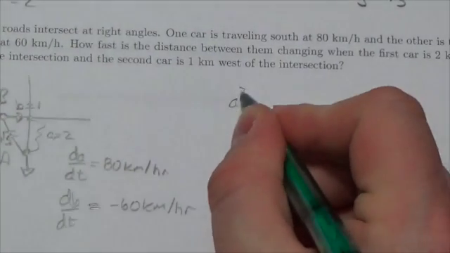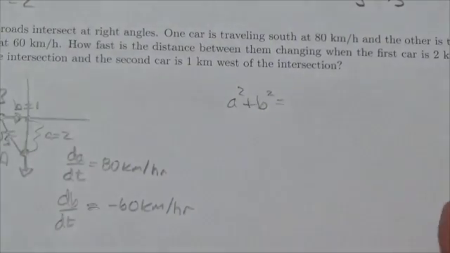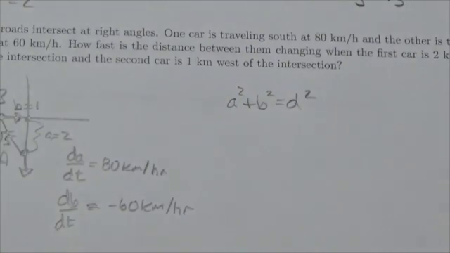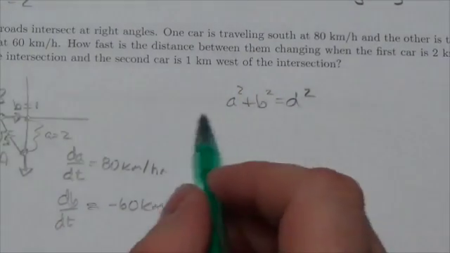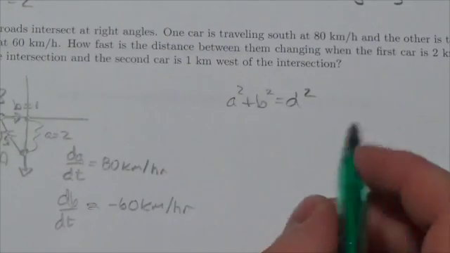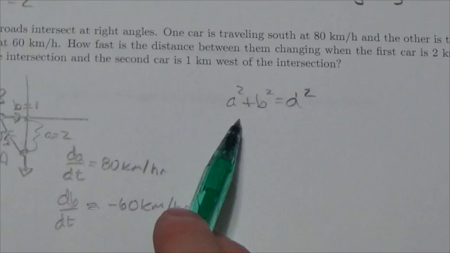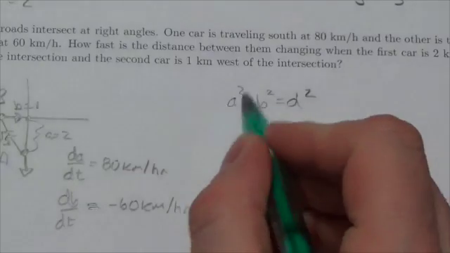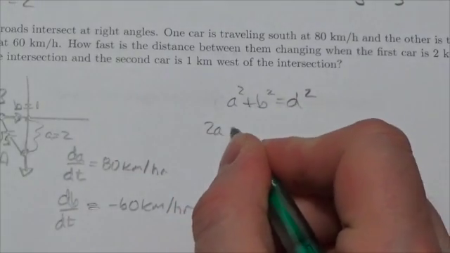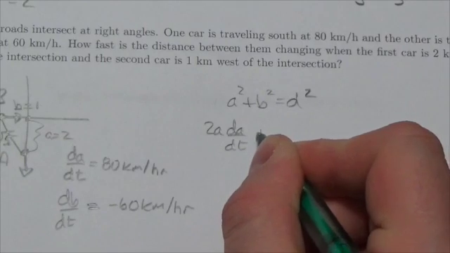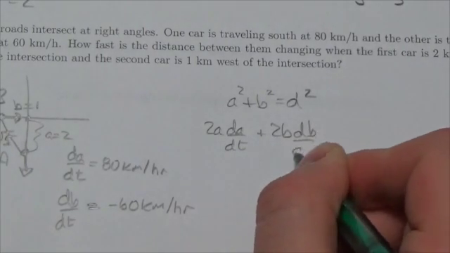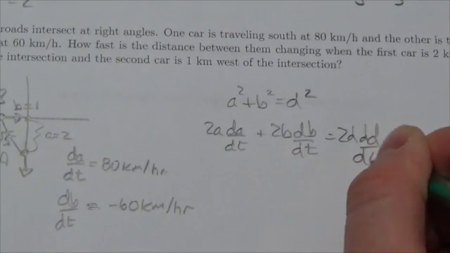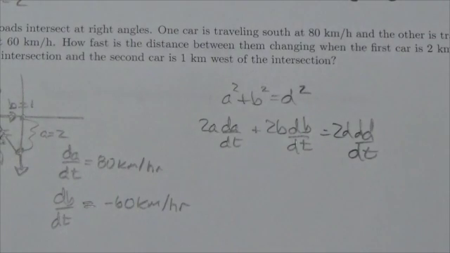A squared plus b squared equals, now I'm beginning to think I chose the wrong variable here, but I chose d, so d squared. And if I now take the derivative of this expression implicitly, because I know that each one of these things is changing in time, they're all functions of time. When I take the derivative of the a term, this will be 2a dA by dt. This will be 2b dB by dt, and this will be 2d dd by dt. That's a lot of d's there, but it does make sense.